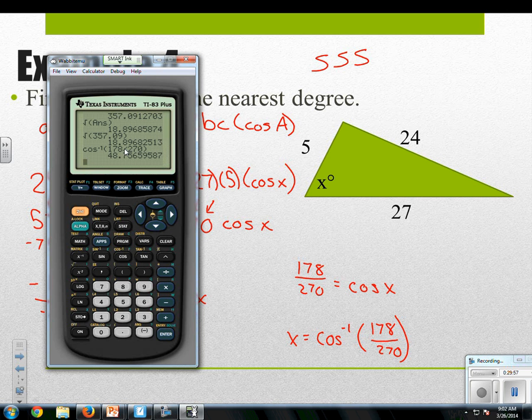So what are we gonna round it to? 49. We have 48.7. Yep. So x equals 49 degrees. Were we able to get that at the end? Yes.